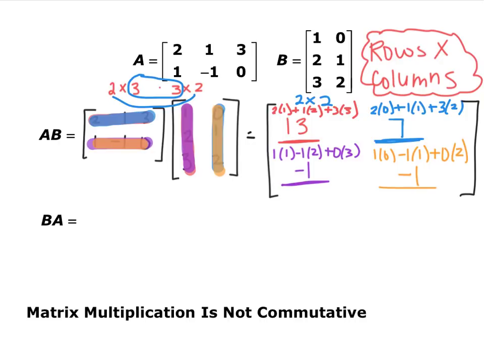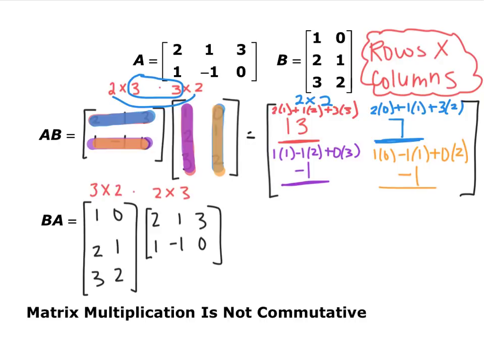So now let's look at B times A. So this is switching the order. So instead of having the 2 by 3 matrix first, now you have the 3 by 2 matrix first. So first we have to check, are the inside dimensions the same? So are the number of columns in the first matrix the same as the number of rows in the second matrix? Which they are, so we can multiply these together. So then your resulting matrix is going to be the outside dimensions. So this matrix is actually going to end up being a 3 by 3 matrix.